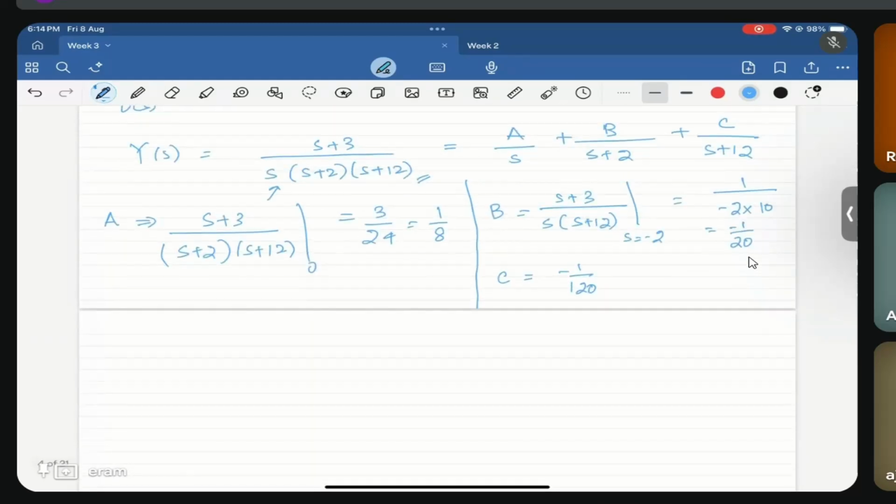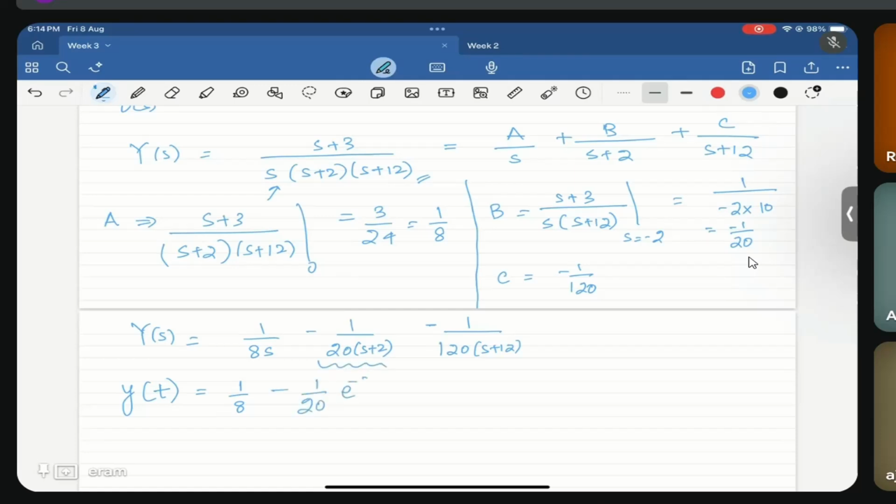Now we can write Y(s) as 1 by 8s, minus 1 by 20 into (s plus 2), minus 1 by 20 into (s plus 12). Now if we find y(t), what will it be? Laplace inverse of 1 by 8s will be 1 by 8 u(t). What about this term? It will be minus 1 by 20 e to the power minus 2t, and for this term we will get minus 1 by 20 e to the power minus 12t, right?